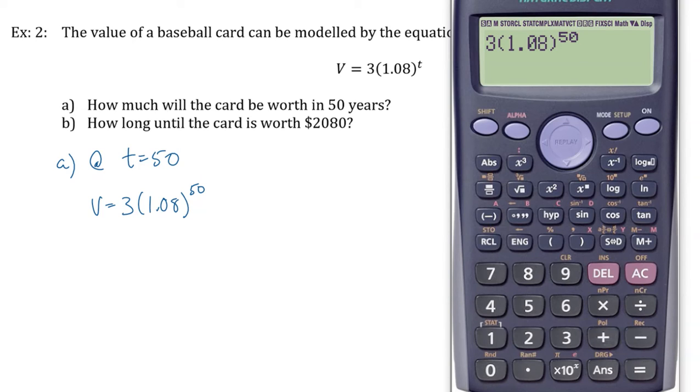So again, I just type it in. Wow. 140 bucks. That's pretty good. It was only $3 50 years later. Worth over $100. Some things can grow like that, like baseball cards, if it's a rare one or an important one or something like that. Okay, what do we round to? It doesn't say in the question.